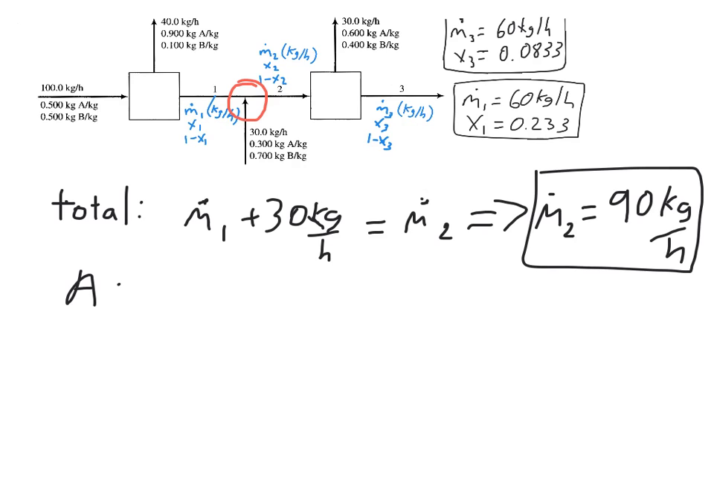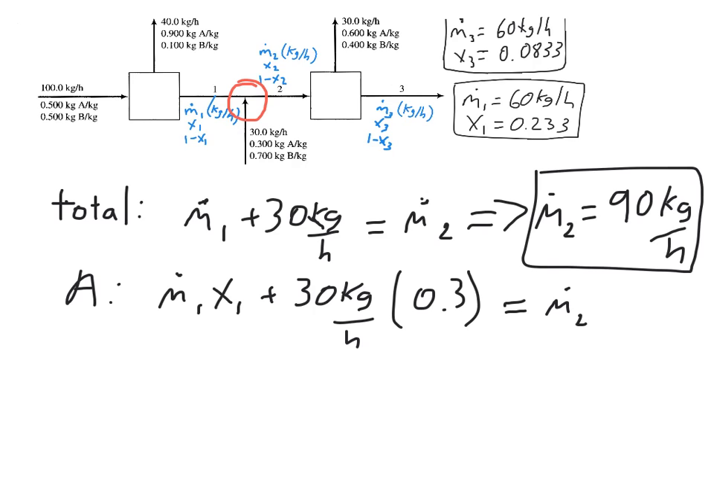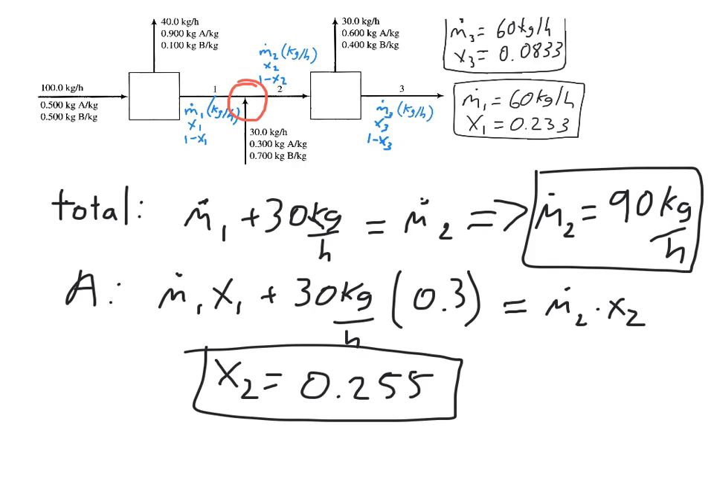And then if I do my A balance, M1 times X1 plus 30 kilograms per hour times 0.3 is equal to M2 times X2. And again, we know everything in this equation. We know M1, X1, and M2. We just don't know what X2 is. So we can go ahead and solve for X2. X2 is going to be 0.255. And again, I'm going to circle that answer. And that's it. We've solved for all our unknown variables.